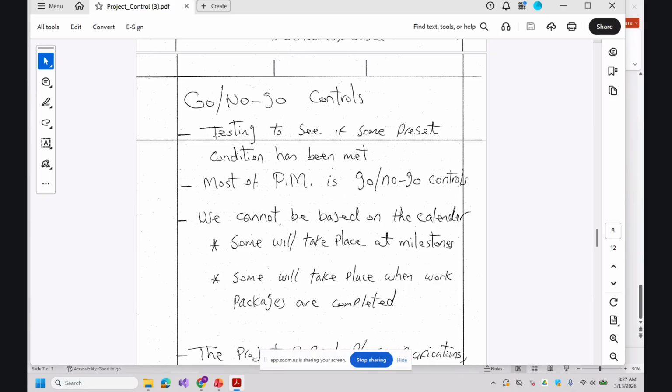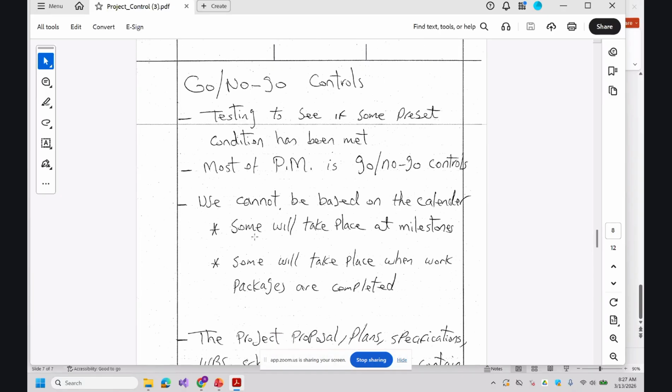Use the activity on art diagram. You see, the project network is one example, or you can use your project baseline or project WBS. So that is something that you can use. Most project managers use go, no go controls. That's an easy way to manage and track the progress.